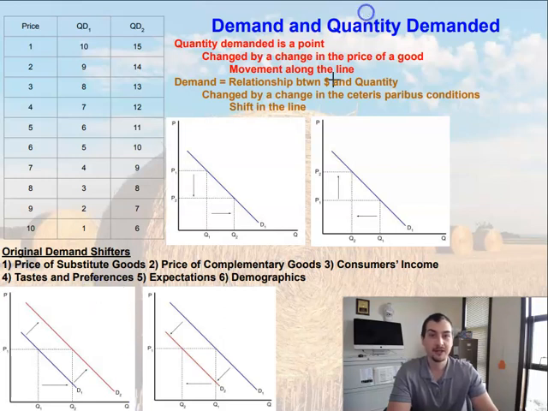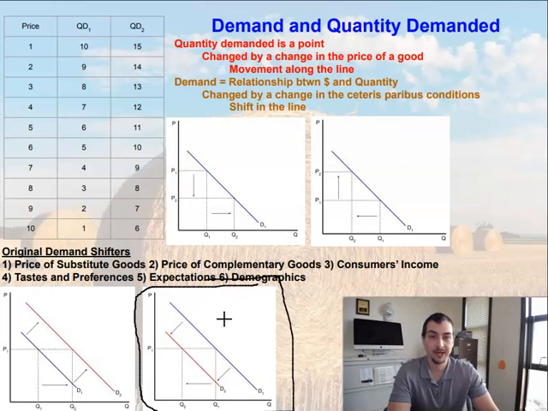The price of a substitute good falls. So what is that going to do to the demand of the original good? Well, it's going to make it fall. The price of a complementary good rises. What is that going to do to demand? Well, it's going to make it fall. And we can go through each one of these, and it's going to be one or the other.